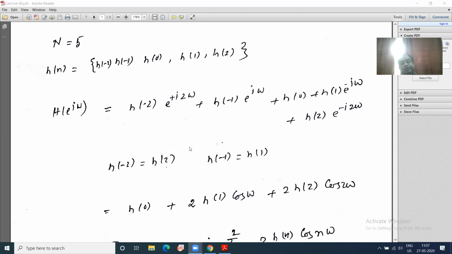Yes. Capital N. Next, second thing you write down. Step 2, obtain desired filter response.